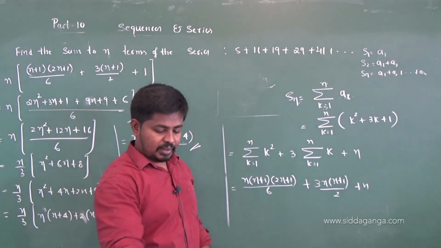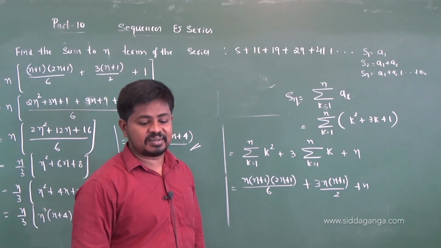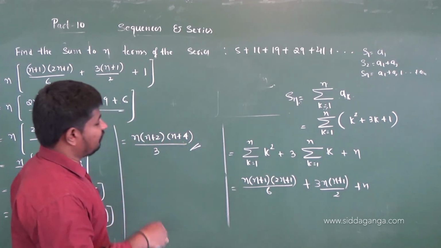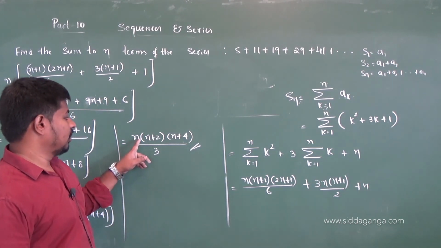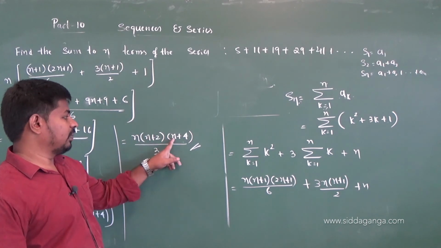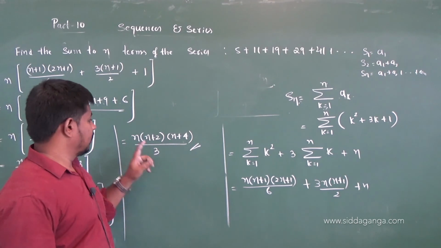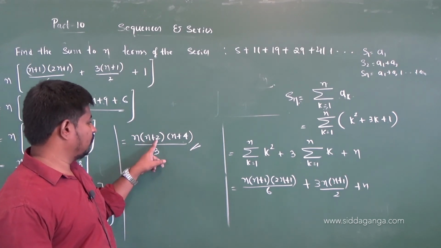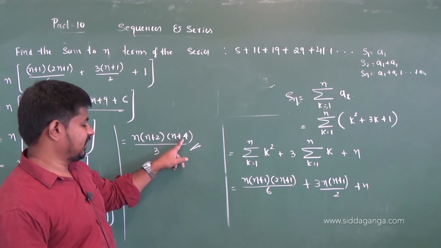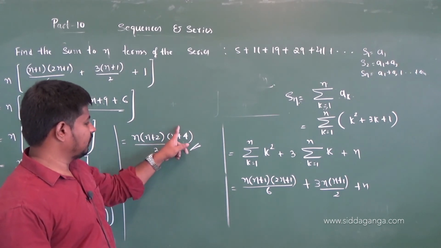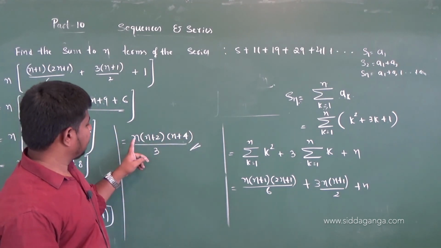You mean n into n plus 2 into n plus 4, whole divided by 3, gives the answer. For the sum of the first term, when n is equal to 1, you observe here 1 plus 2 is 3, the 3s get cancelled. So, 1 plus 4, then you get 5, the sum of the first term. When n is 2, in place of n you take 2.